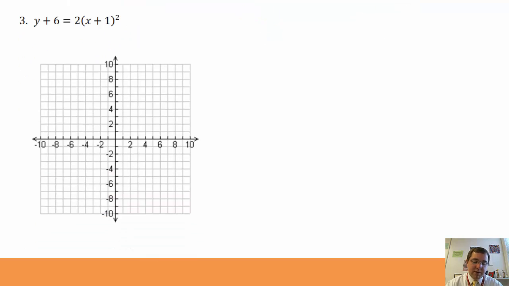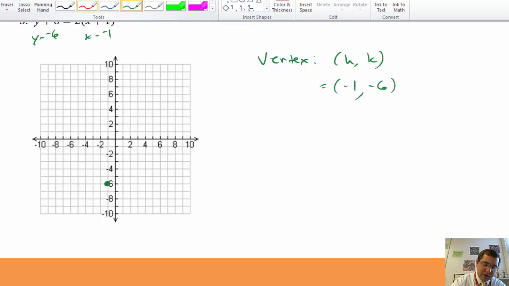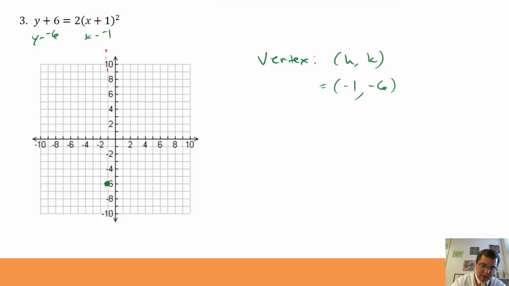One more. Y plus 6 equals 2 times x plus 1 quantity squared. So the vertex is h, k. H is the number we're subtracting off from x. So it's really x minus negative 1, and h is negative 1. K is the number we're subtracting off from y, so it's really y minus negative 6, so k is negative 6. My vertex is at negative 1, negative 6. Does this open up or down? It opens up because there's no negative in front of the parentheses. If that was a negative 2, it would open down. But it's a positive 2, so it opens up. My axis of symmetry goes vertically through the vertex. So it's the line x equals negative 1.